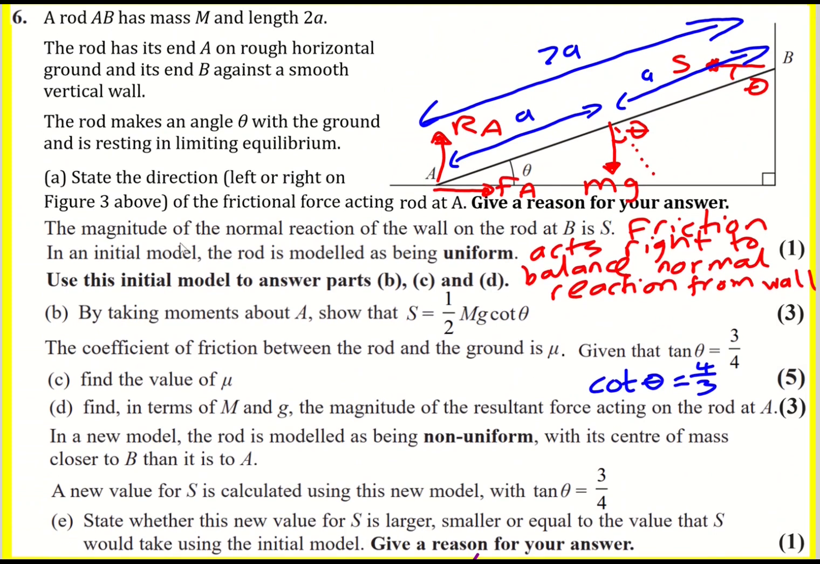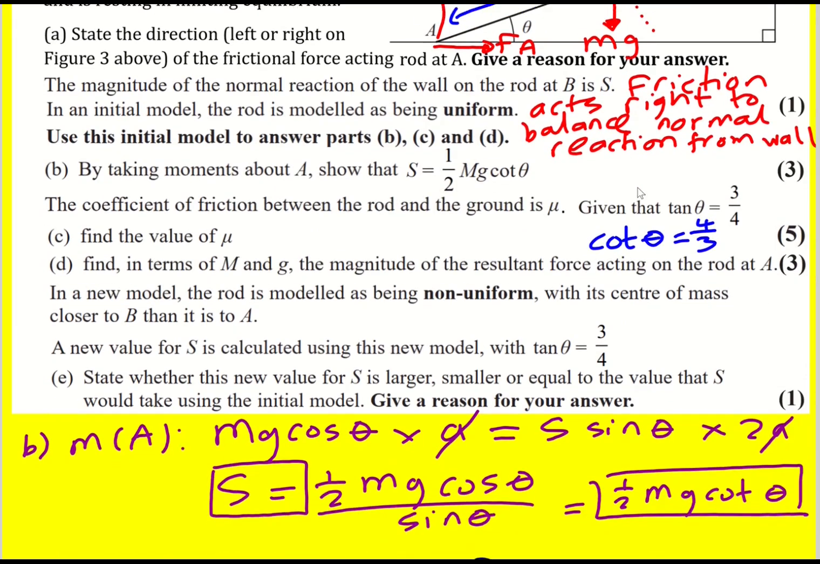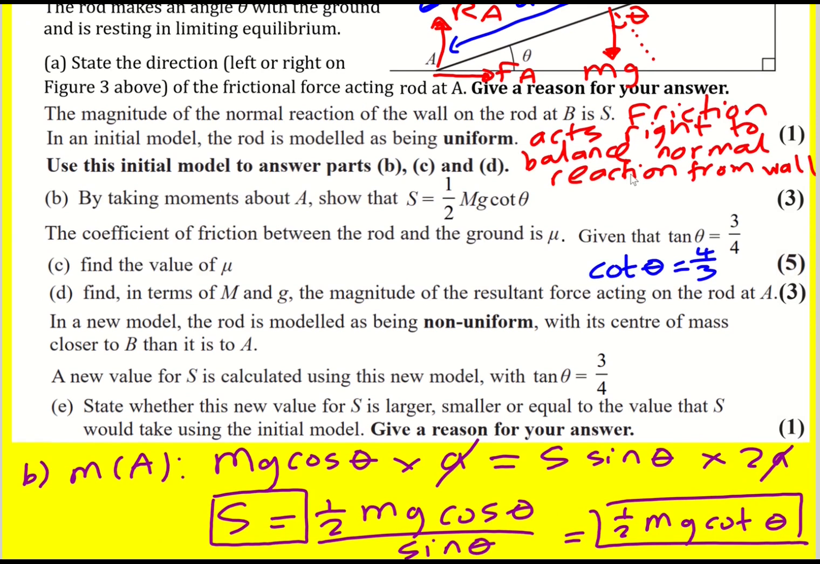And finally, in a new model, the rod is modeled as being non-uniform, with its center of mass closer to B than to A. So for example, here. A new value for S is calculated with tan theta the same angle. State whether this new value is larger, smaller, or equal to the value that S would take using the initial model. So let's have a look at what we were doing in the calculation. It's still going to be very similar to this here.